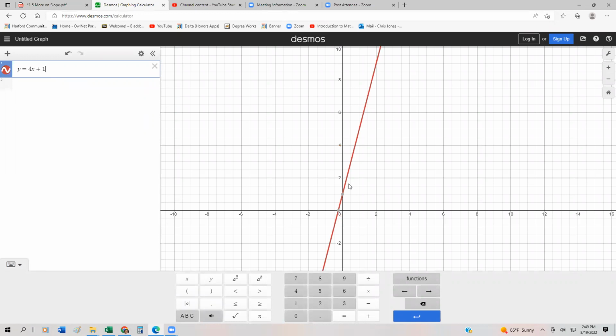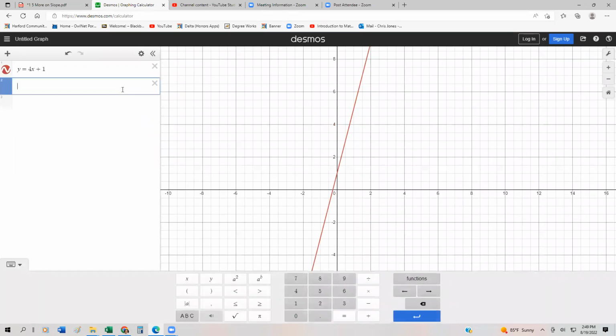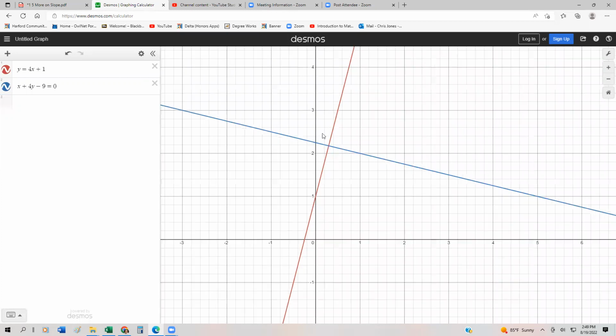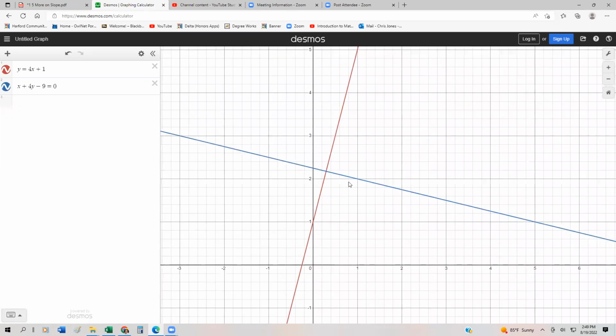All right, so there's our line. And let's see if the other line is going to be perpendicular to that. So remember, we had x plus 4y minus 9 equals 0. And check that out right here. That should be a perpendicular. It forms a 90-degree angle. If I zoom in a little bit, it certainly looks like it's going to be a 90-degree angle at all those points. So at least there's evidence to suggest that we're on the right track with this.